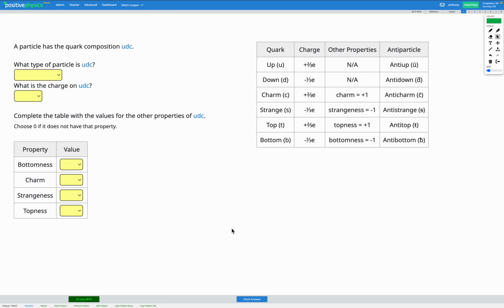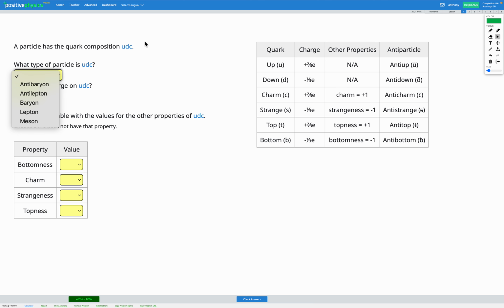In these questions, we're going to be practicing applying what we know about fundamental particles. Here, we're given a quark with composition UDC, in other words, up-down charm. First, we're asked, what type of particle is it?